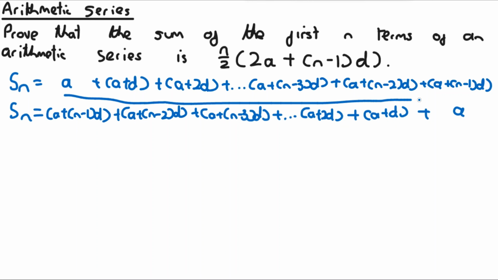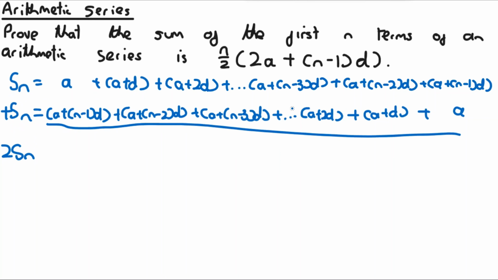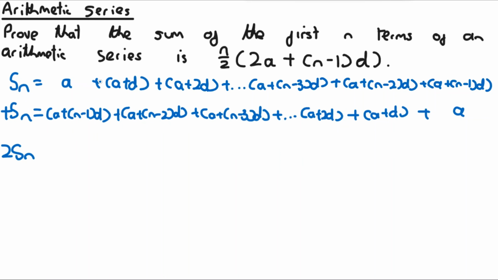So we've just written it in the opposite order, and what we're going to do is add these two Sn's together. So this is of course going to be 2Sn, as we've added two Sn's together, but we're going to add them in this order, adding the terms in the opposite order. So the first term is going to add to the final term, the second term is going to add to the second final term, and the third term is going to add to the third final term, and so on and so forth. And you will find that for every single term it gives the same answer. It gives 2a plus (n minus 1)d.